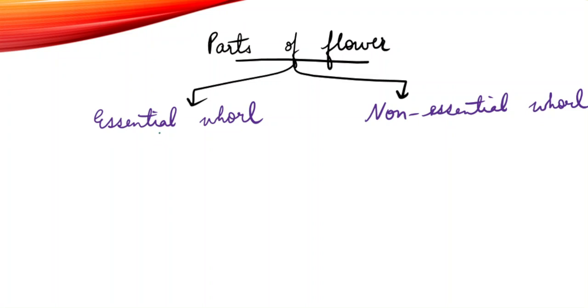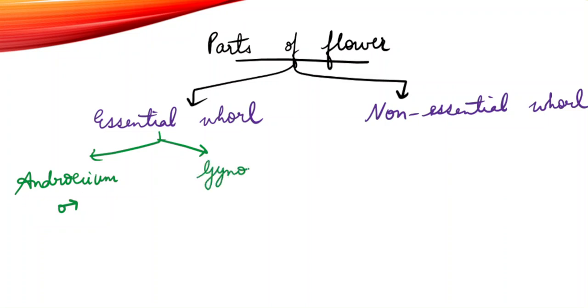Okay, so here in essential we have two whorls. One is known as androecium, which is the male reproductive part, and another one is known as gynoecium, which is the female reproductive part.